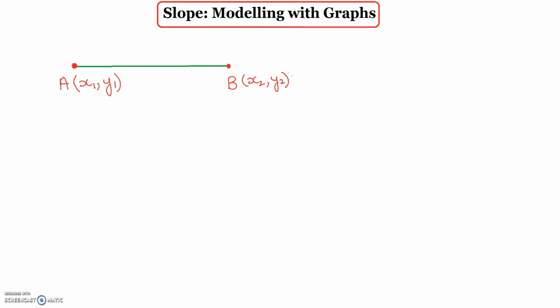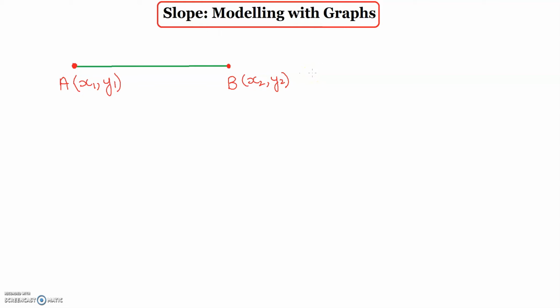If you can't remember if x goes first or y goes first, think about alphabetical letters. X comes first, therefore we write x first. Y goes after, therefore we write y after. And I wrote 1 in the subscript because this is the first point. I wrote 2 in the subscript because this is the second point. So we have a line segment, that means two endpoints. We're going to find the slope of this line segment.